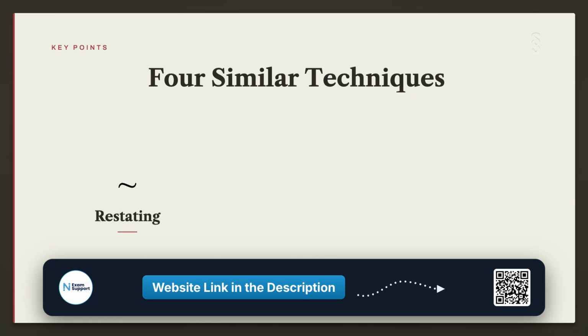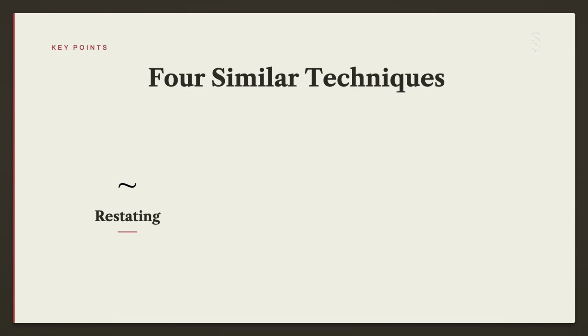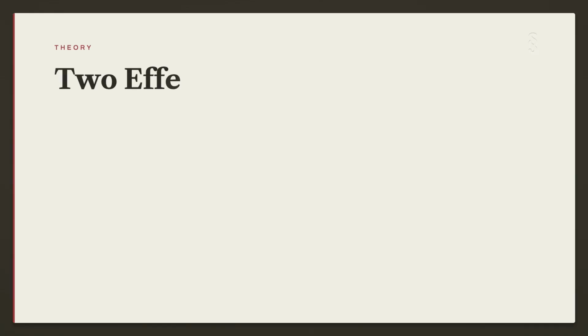Exam writers test the difference between 4 look-alike techniques. Restating repeats content in similar words. Reflecting names the feeling behind the content. Clarifying asks for more information when meaning is unclear. And summarizing pulls together the main points at the end.